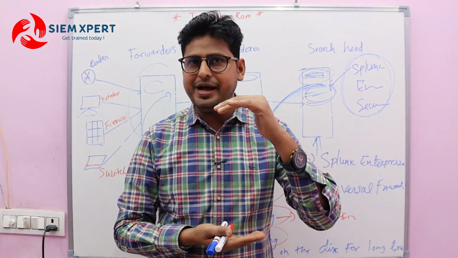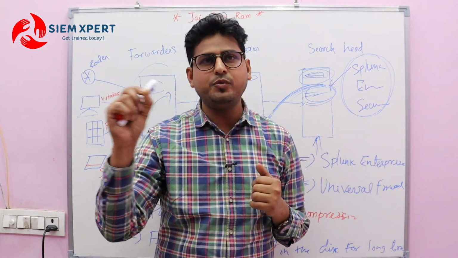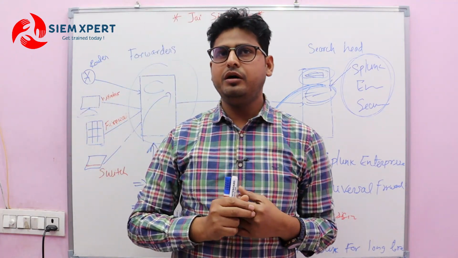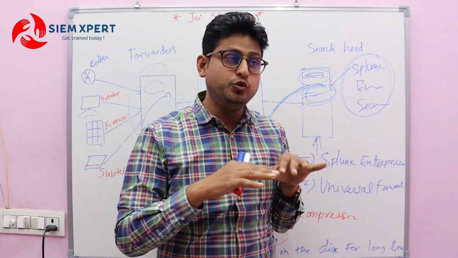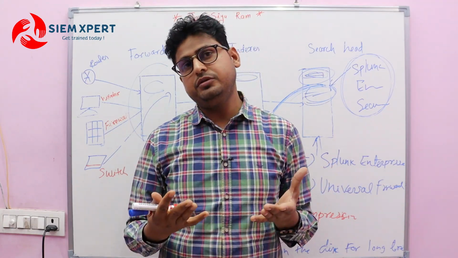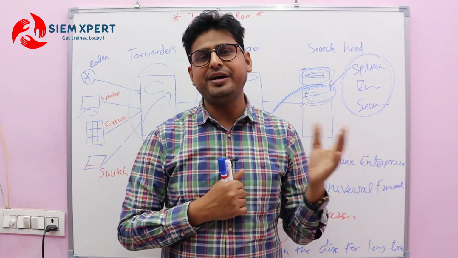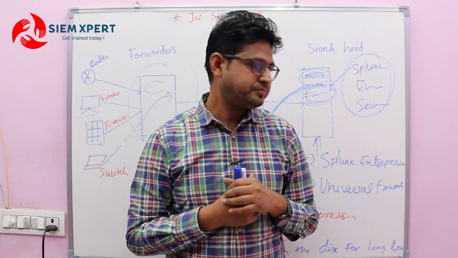There is a document by Splunk where you can evaluate how many forwarders you are going to install, how many logs you are going to receive, how many users are going to log in, how many reports you are scheduling. Based on that you can do the sizing. There is a document available on Splunk, right?